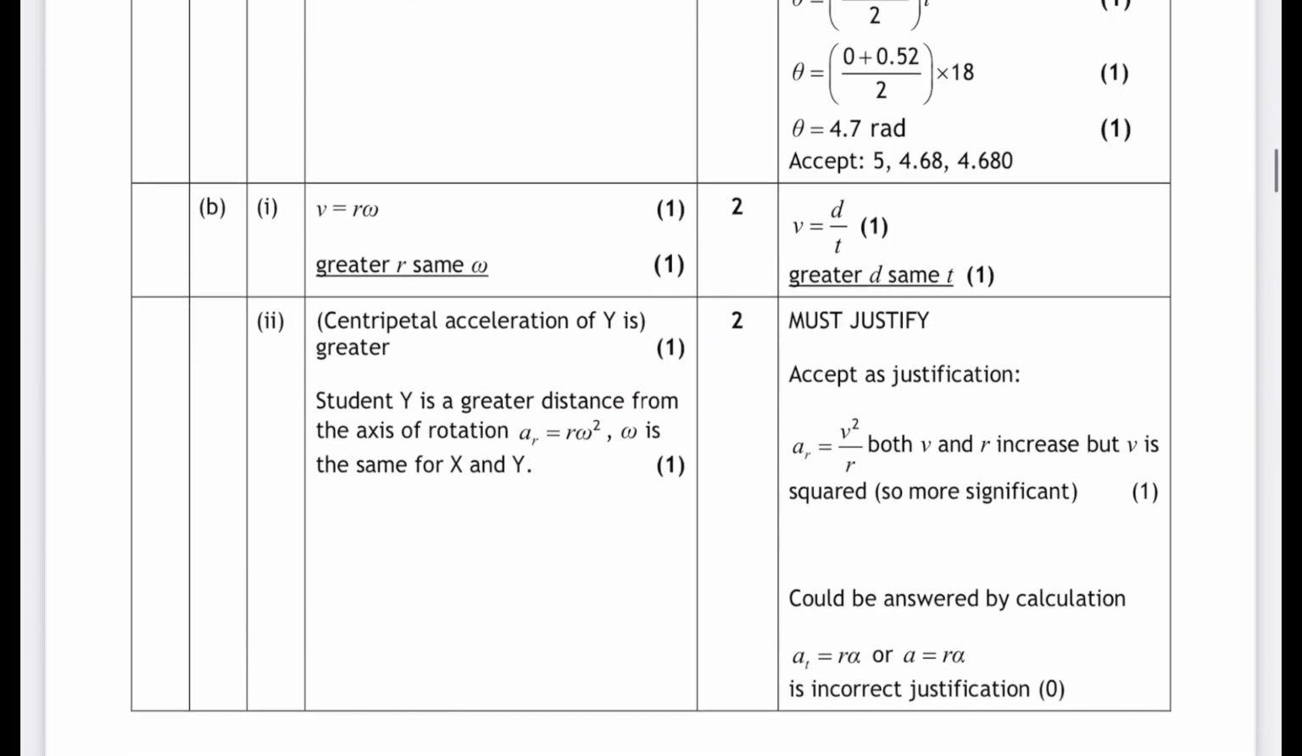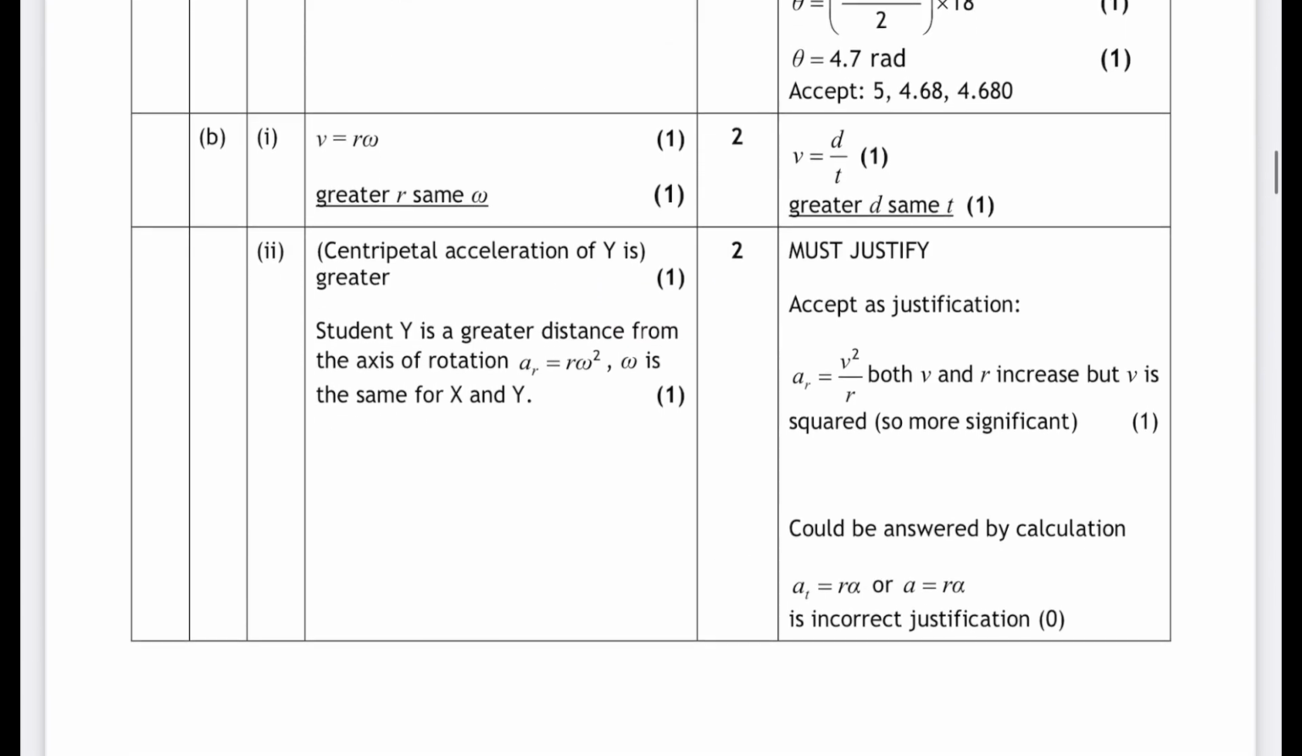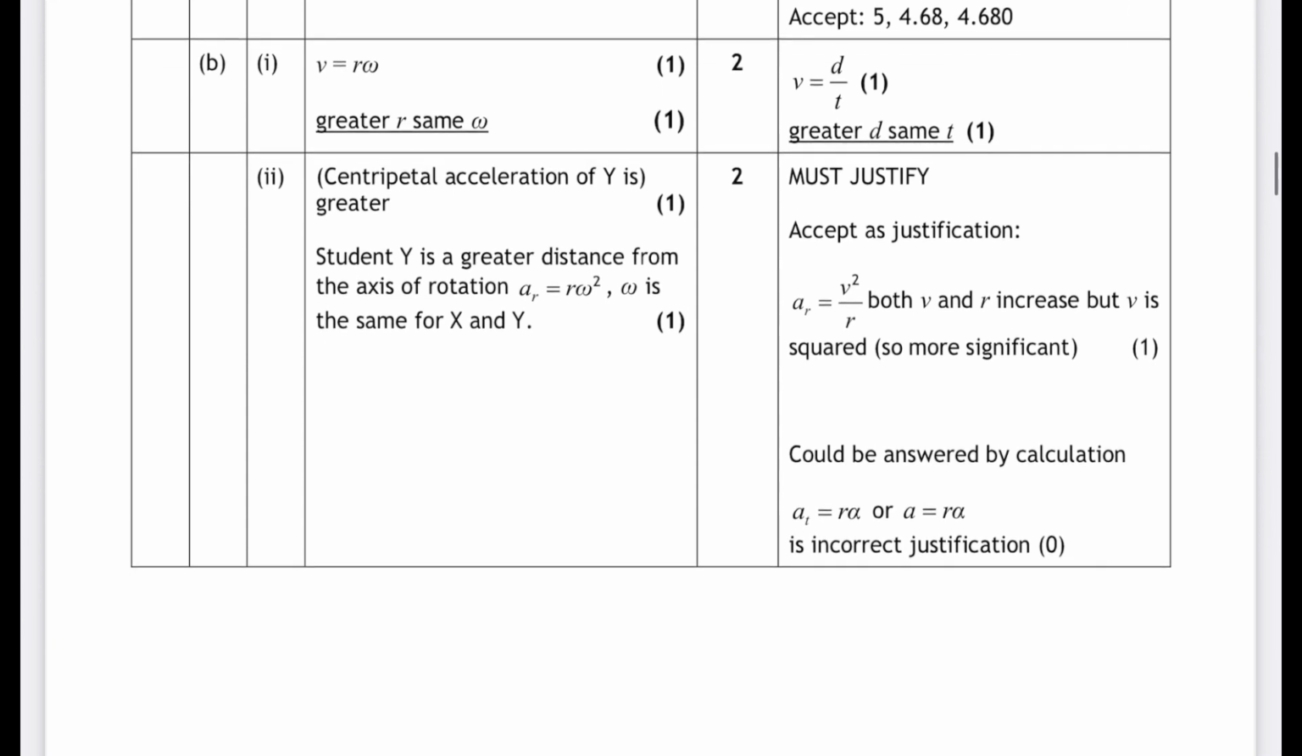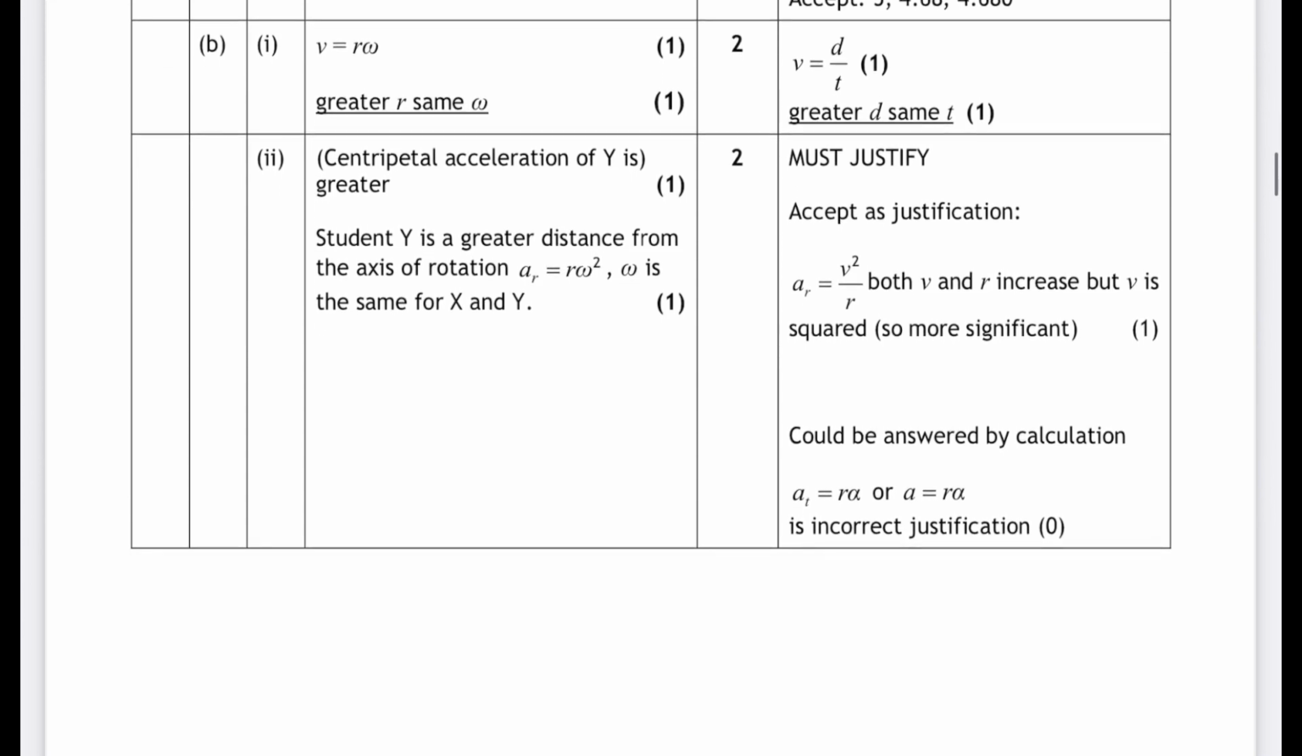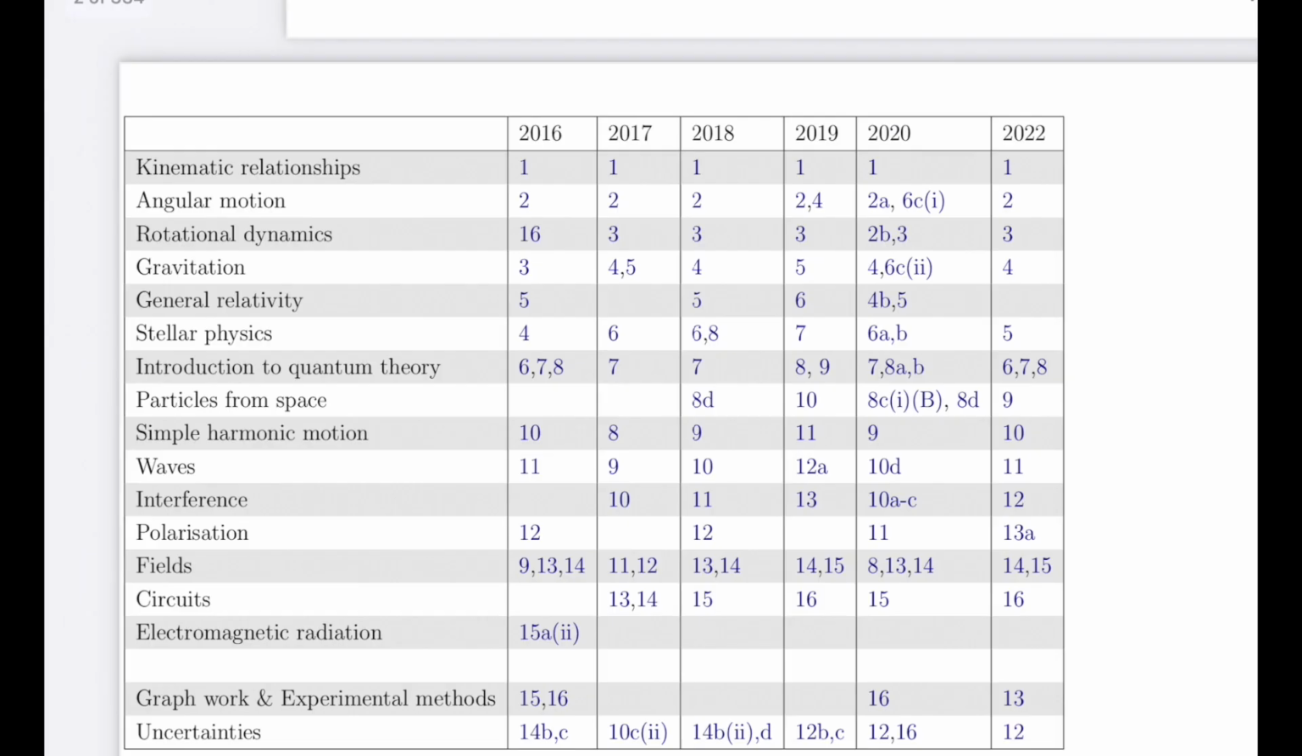There's the SQA expected response for part 2. 1 mark for saying the centripetal acceleration is greater, and the second mark for saying that student Y is at a greater distance from the axis of rotation. But you must relate it to one of those equations and make the statement that the angular velocity is the same for both students.